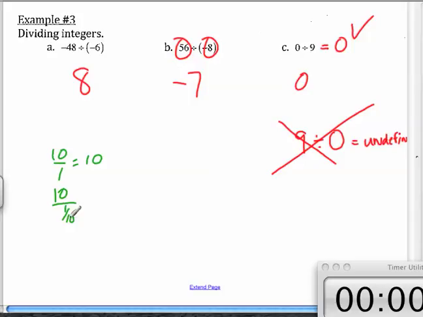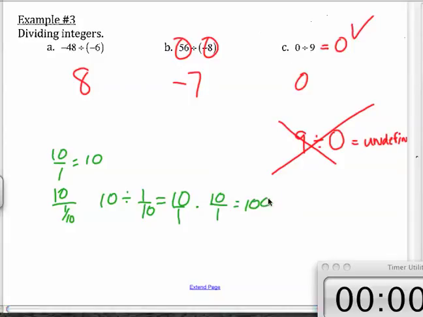What do I do? Dane? 10 divided by 1/10 is the same as 10 times the reciprocal of 1/10. I always flip the second one and multiply. Oh yeah, 2 years I did that. Okay, that equals 100.